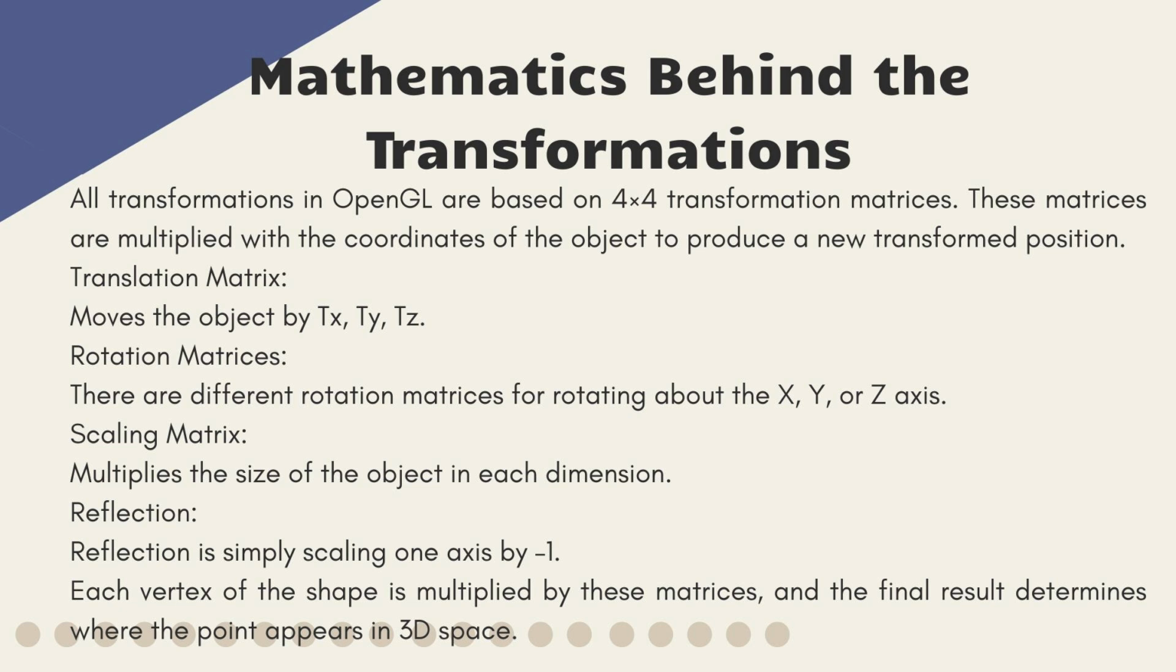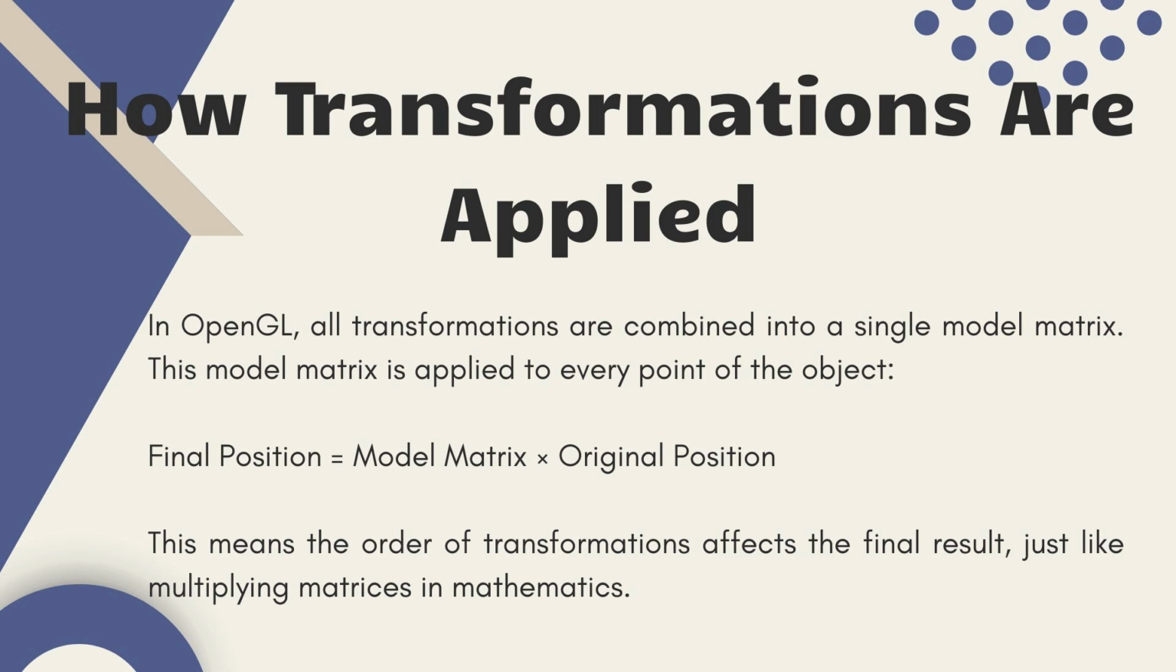Reflection. Reflection is simply scaling one axis by -1. Each vertex of the shape is multiplied by these matrices, and the final result determines where the point appears in 3D space.